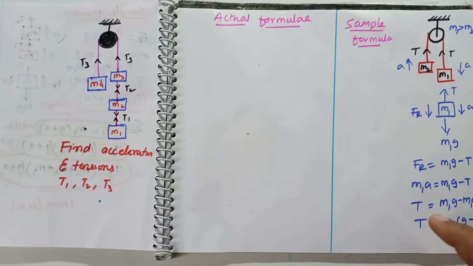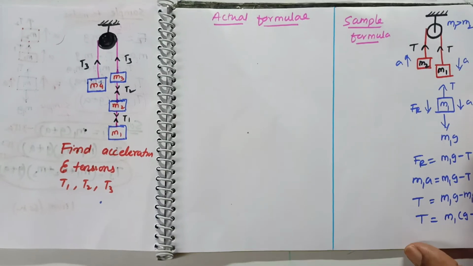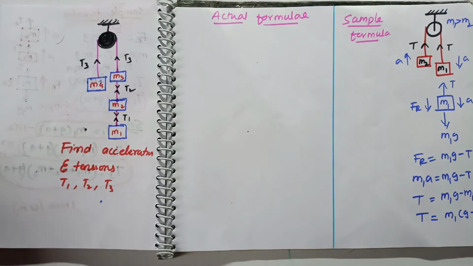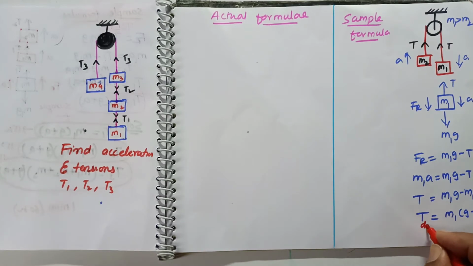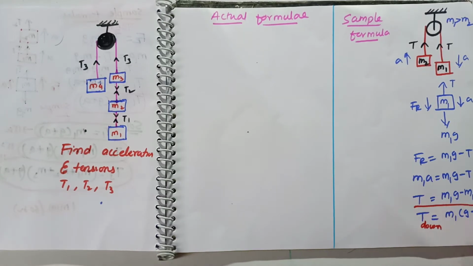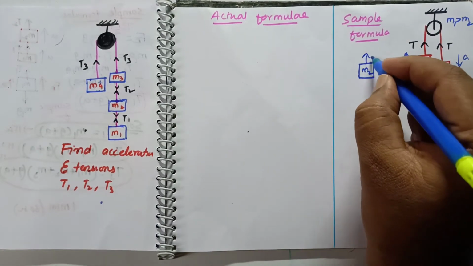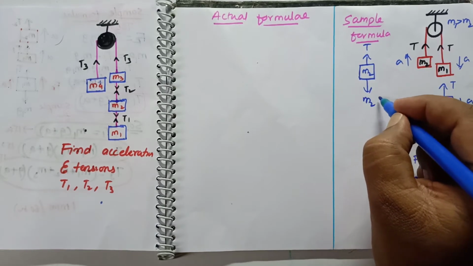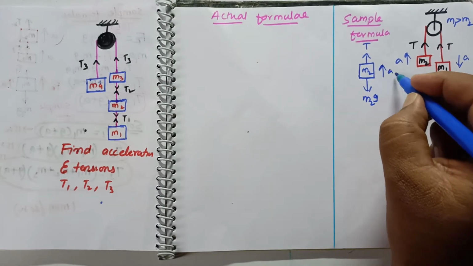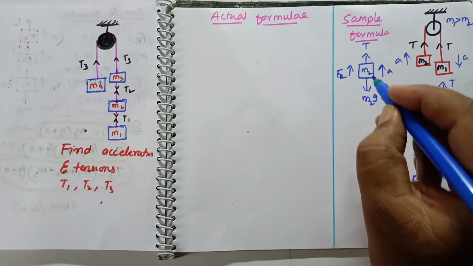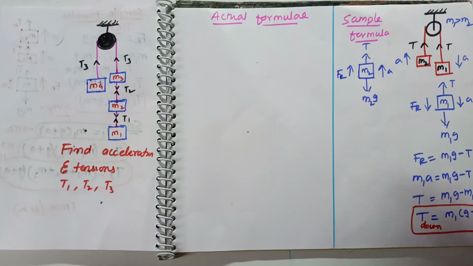This is the tension when the block is moving down. So you can write separately: tension down is m into (g minus a), here for the m1 block. Then what happens when the tension is upwards? We shall take the free body diagram for the block m2. If you take m2, tension is acting upwards, mg is acting downwards, acceleration is upwards, and the resultant force is also upwards. When two forces are acting on the block, it is moving upwards.